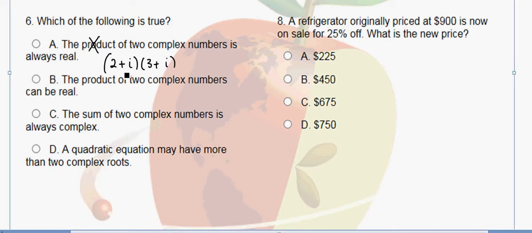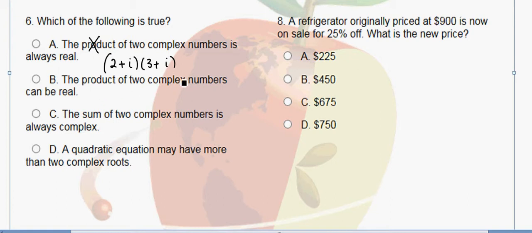When we multiply these two complex numbers together, we are still going to have an imaginary part because our outer term and our inner term, we multiply those two, we're still left with an imaginary component. So this is not true.